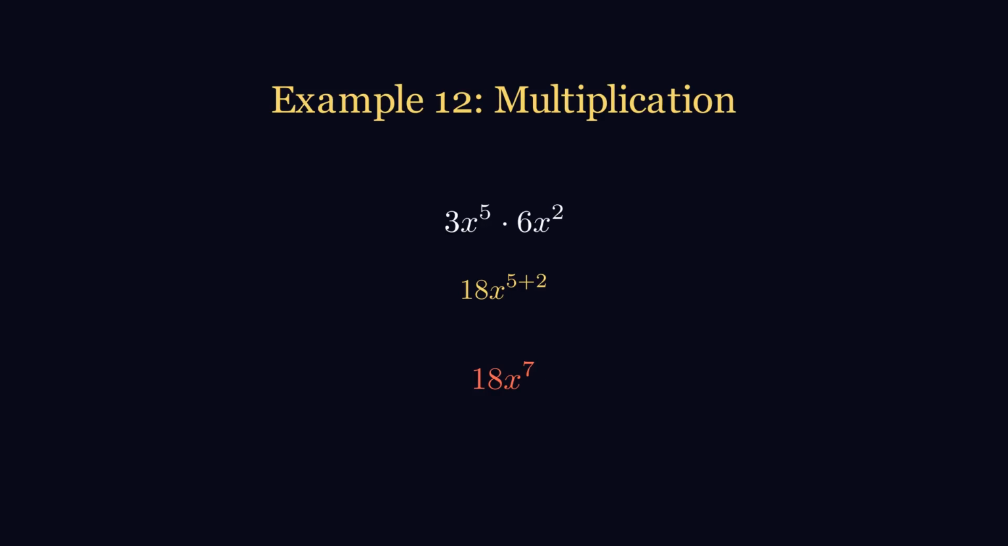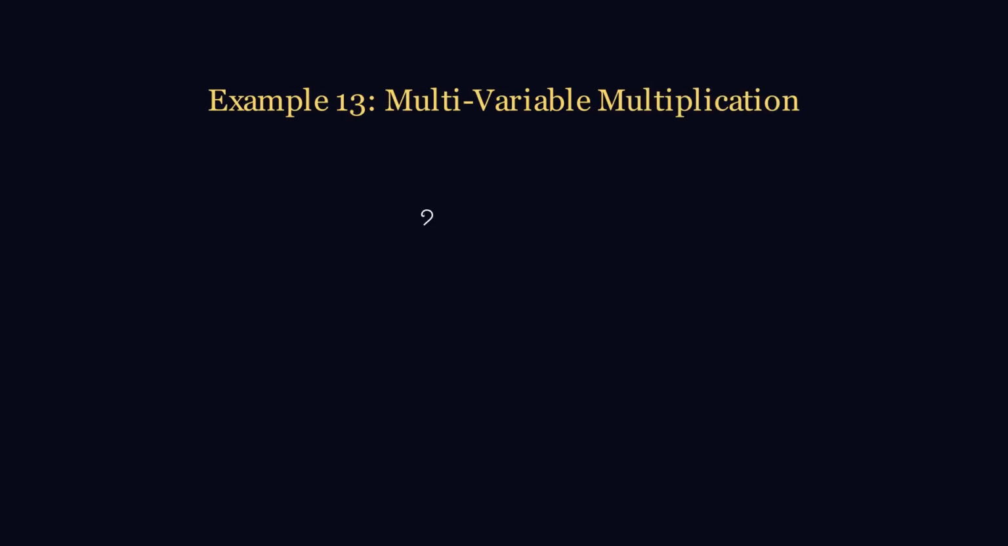Let's try another multiplication problem. Simplify 2x cubed y squared times 5x to the -2nd y to the 4th. First, multiply coefficients. 2 times 5 equals 10. For x terms, 3 plus -2 equals 1. So we get x to the 1st power. For y terms, 2 plus 4 equals 6. So we get y to the 6th power. The result is 10x y to the 6th power.